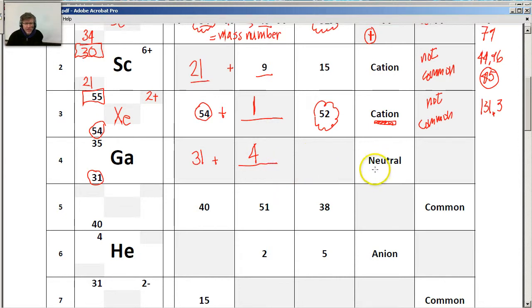Ooh, good question. I hear you saying, what does neutral mean, Mr. Weisenfeld? Neutral means that this atom has no charge on it. I mean, this atom has the same number of protons as electrons. Protons positive, electrons negative. Same number means a neutral atom. So you can write this right here, 31 electrons, neutral.